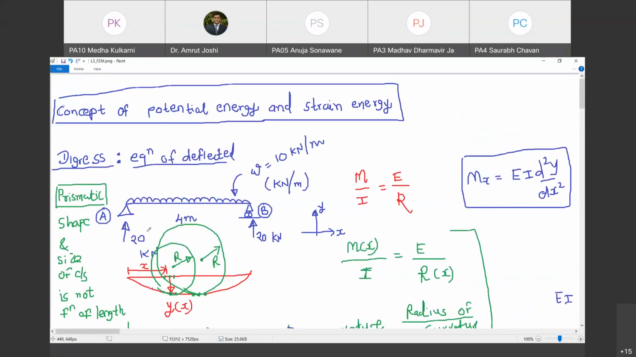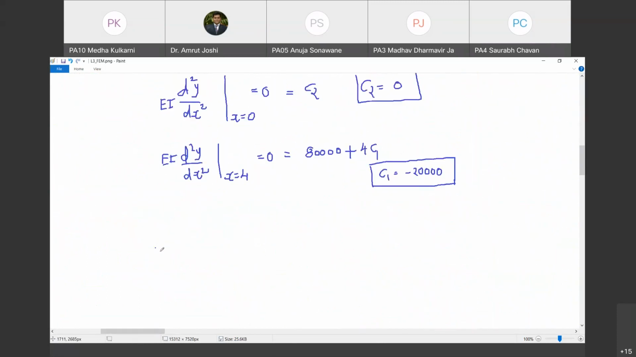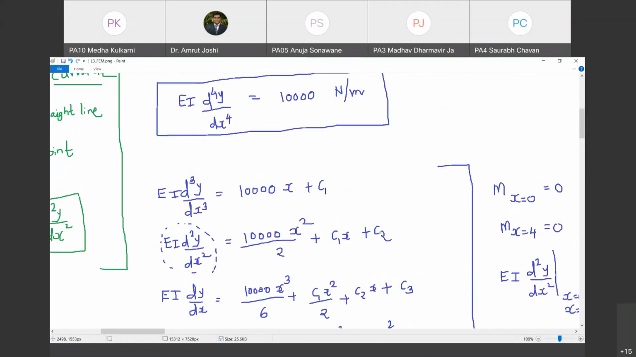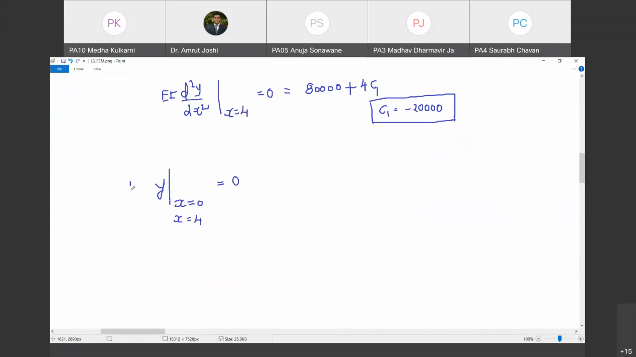Now, can you tell me what is the vertical deformation at A and B? So 0. Yes. So other boundary conditions are y is 0 at x equal to 0 and at x equal to 4 meter. At both these locations, y is going to be equal to 0. Do you agree with me? Yes, sir. So let us apply those boundary conditions. Where is the expression for y? This one is the expression for y. So if y is 0, EIY is also going to be 0.